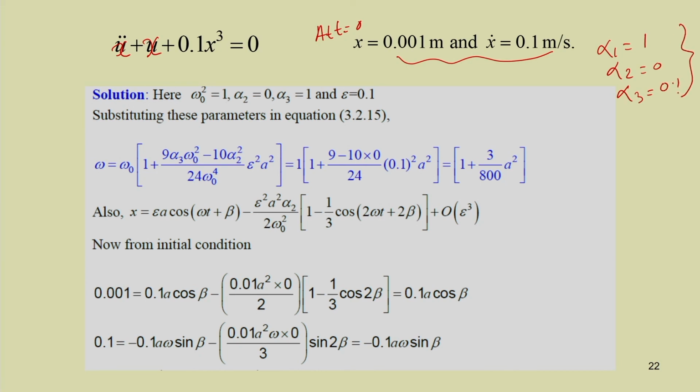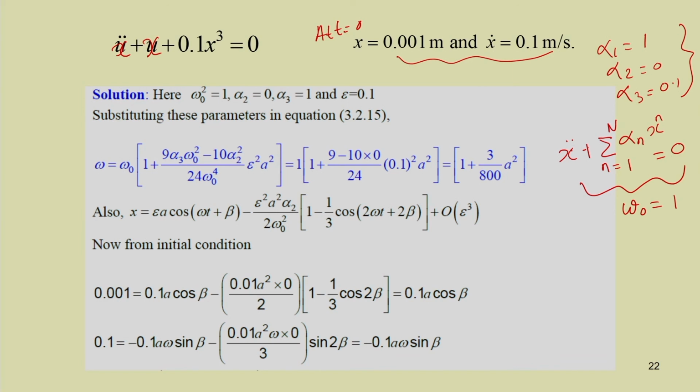If you compare this with the original equation, that is x double dot plus summation n equal to 1 to capital N of alpha n x to the power n equal to 0, you have seen alpha 1 equal to 1. So omega 0 equal to root over alpha 1, that is equal to 1, alpha 2 equal to 0 and alpha 3 equal to 0.1. From the expression we have already written, omega equal to omega 0 into 1 plus (9 alpha 3 omega 0 square minus 10 alpha 2 square) by 24 omega 0 fourth into epsilon square a square.